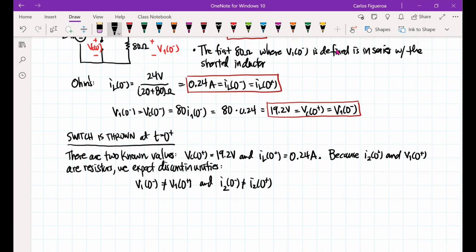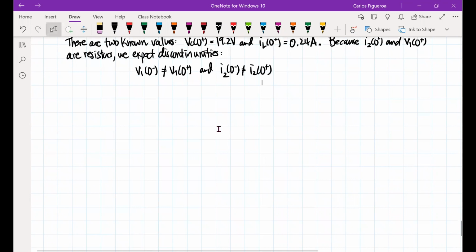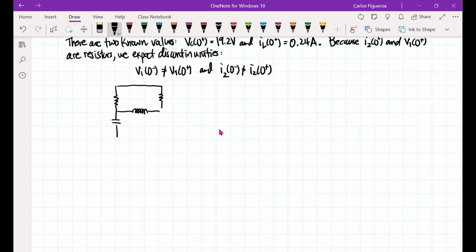So now what I'm going to do here is apply KCL and KVL like we talked about up here to relate the two currents and the two voltages. So now let's go look at the circuit here. When the switch is thrown, I now have this scenario. It's customary to put back the cap, and we put back in the inductor. But now I have two 80 ohm resistors with this 24-volt source.